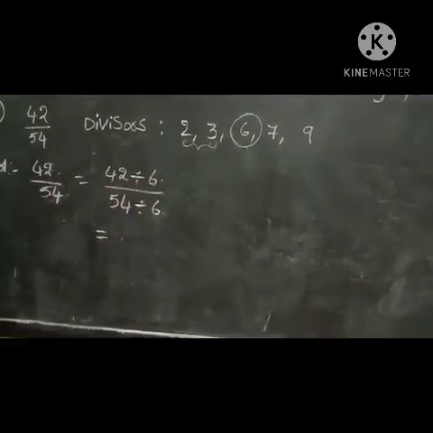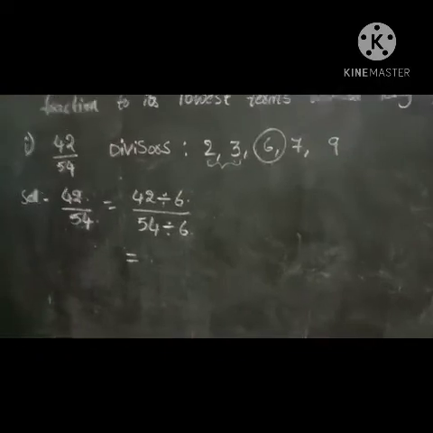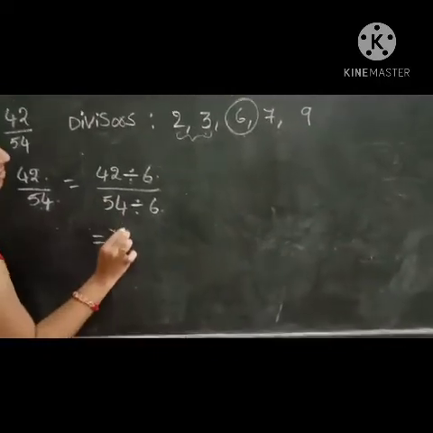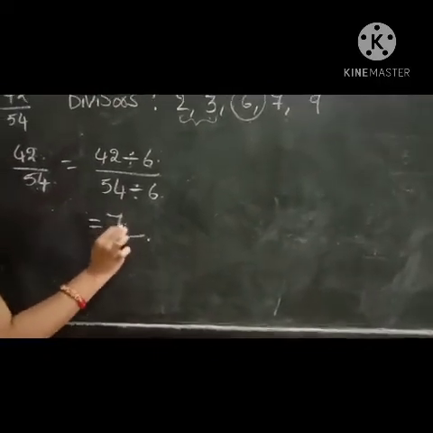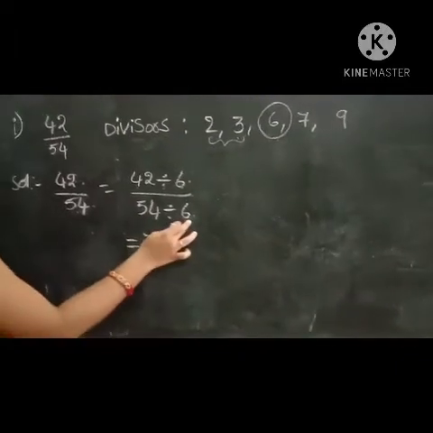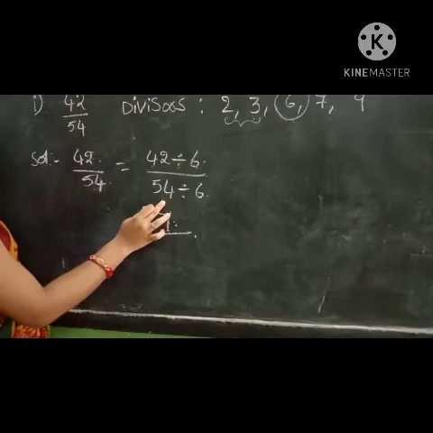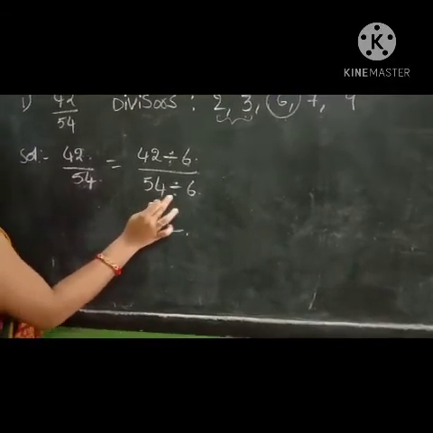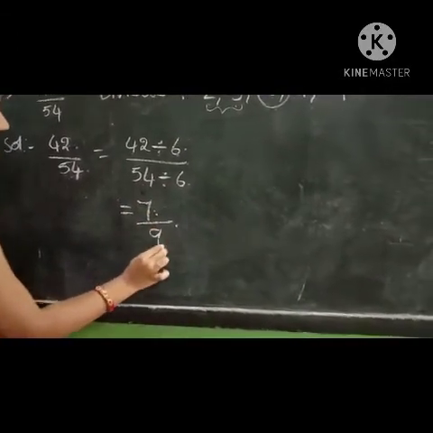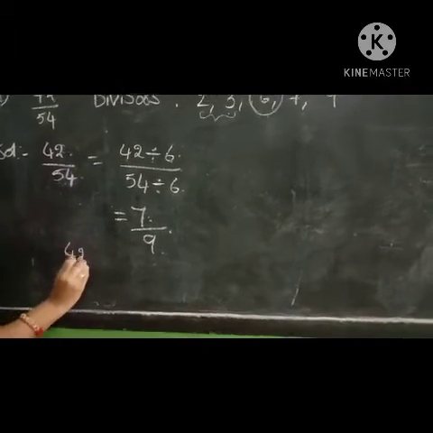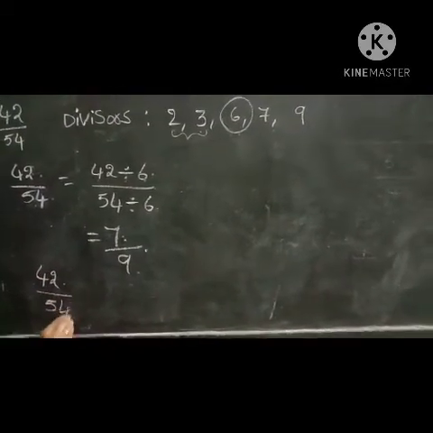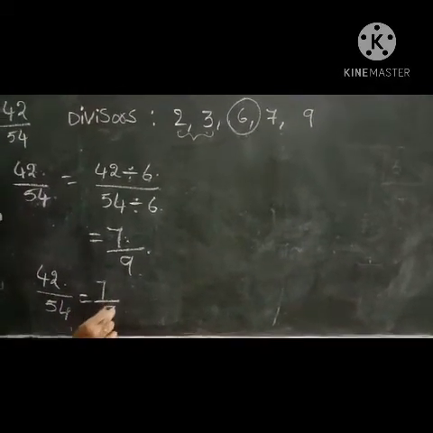In the 6 table, 42, how many times is the number divisible? Yes, 6 7s are 42. And next, in the 6 table, is 54 there or not? Yes, it is there. How many times is 54 divisible? 6 9s are 54. So 42 by 54 is equal to 7 by 9.